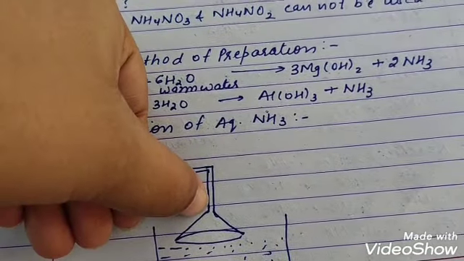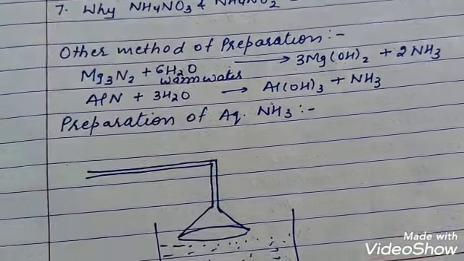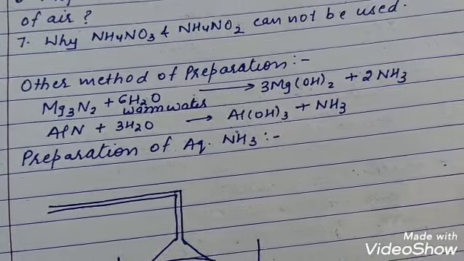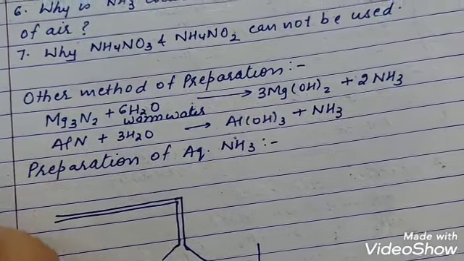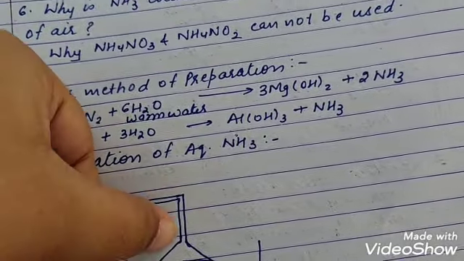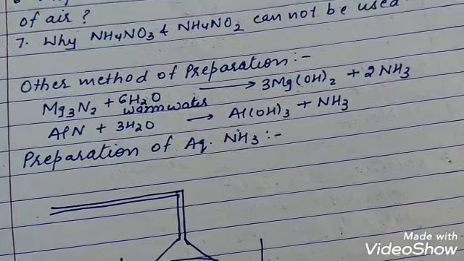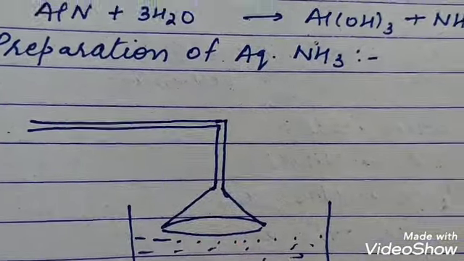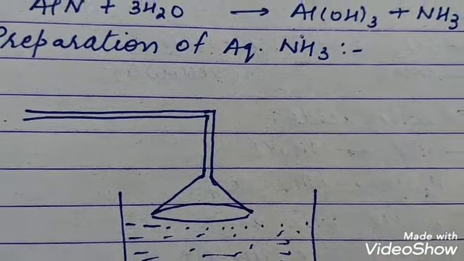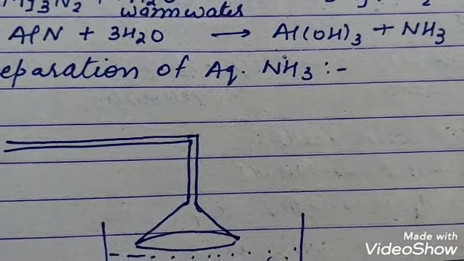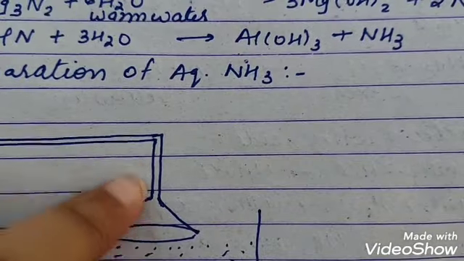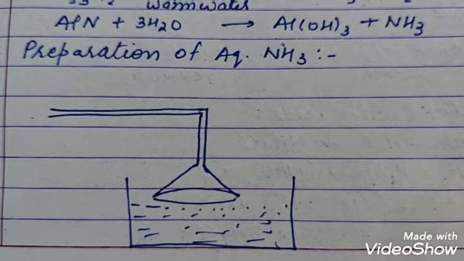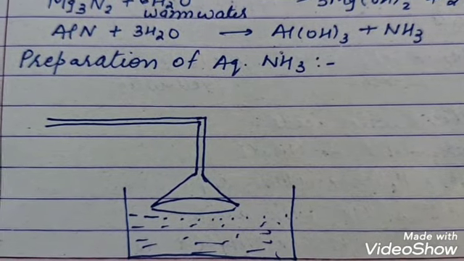Now we have not taken a straight tube, we have taken what? Again an inverted funnel. Why? Because of back suction. What will happen in back suction if we have taken a straight tube? As ammonia is highly soluble in water, it will dissolve here. So the rate of dissolution is more than the rate of production. So back suction will take place. It will go into the generating flask, right? It will break the reaction.